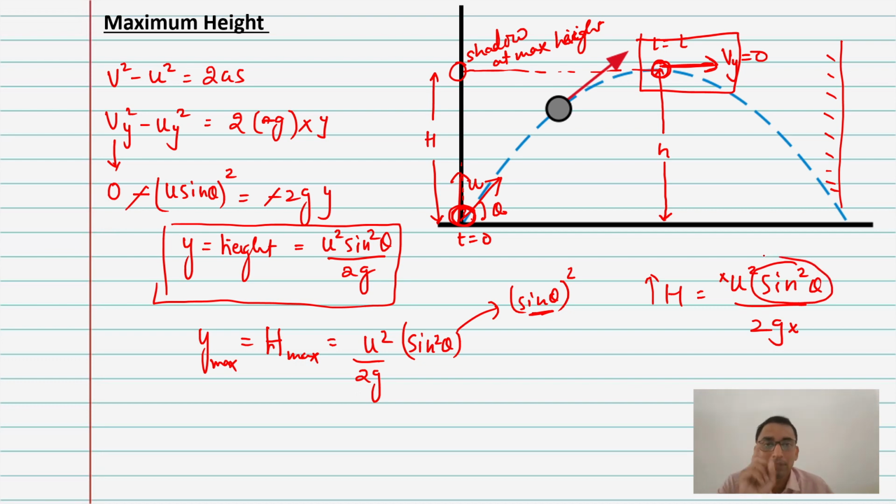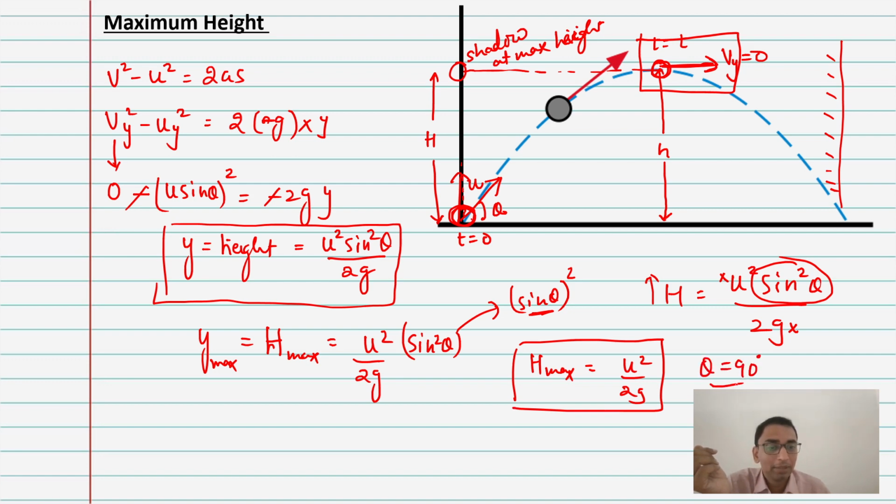Sine theta's maximum value is 1 and its square is again 1. So that's why I should say H max is equal to U square upon G. And that is only possible if theta is equal to 90 degrees, because sine 90 is 1. So you need to throw the ball up like this, vertically upwards, to get the maximum height.